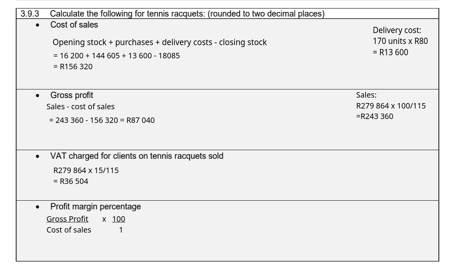times 100 over 1. So if we do the calculation, our gross profit is 87,040 rand. We divide by our cost of sales of 156,320. We times by 100 over 1 to get a percentage, and then we get 55.7% on cost price.